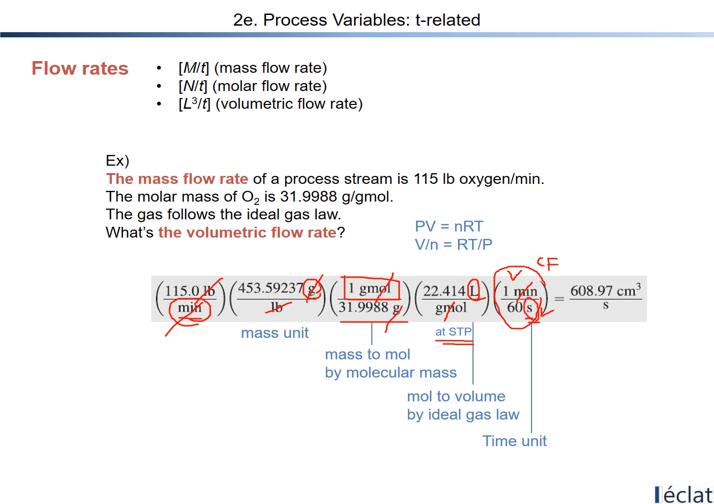And then, in the answer you can find cubic centimeter per second. So we need one more conversion factor. 1 liter is equal to, as you know, 1000 milliliter. And 1 milliliter is 1 cubic centimeter, sometimes called cc. So I can say milliliter is going to cubic centimeter. So then you can find this value.